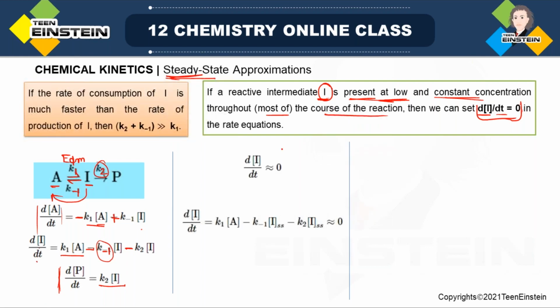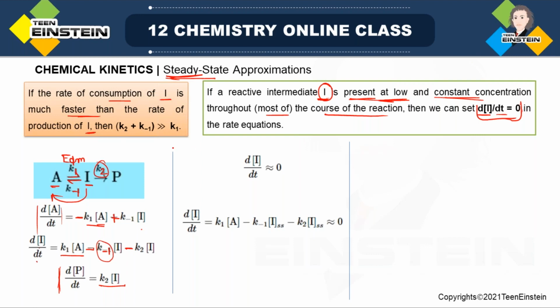Now, as we have considered here steady state approximation, so we can say the rate of consumption of I is much faster than the rate of production of I. That means the amount of I in the reaction medium will always be very low, because as soon as it is produced, it is consumed at a faster rate.